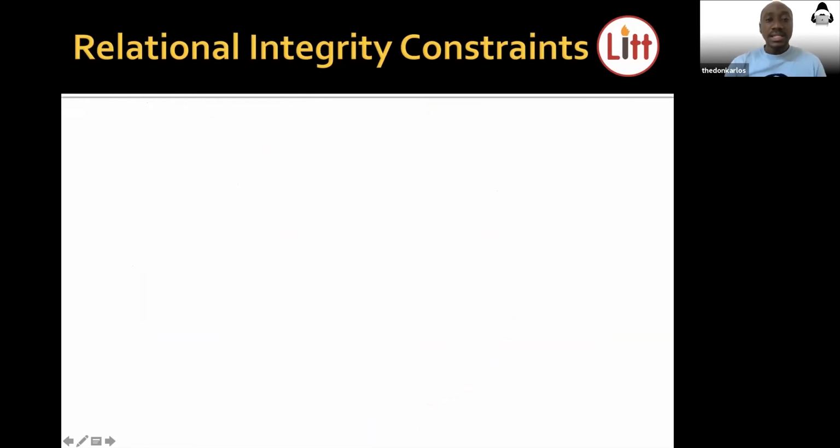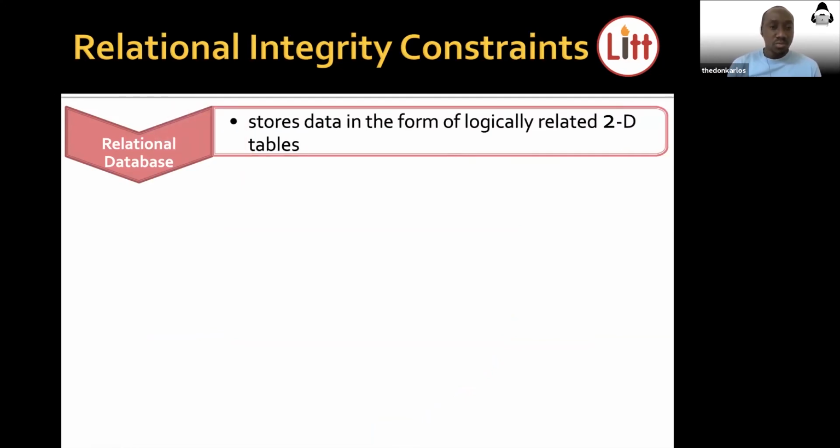We call that the relational integrity constraints. I want to break it down. First, about the relational database. We say it stores data in the form of logically related two-dimensional tables. Two-dimensional tables are just tables that are represented in rows and columns, just like you have in any spreadsheet program like Excel. So that's how the relational database stores data in 2D tables, but they have to be related anyway.